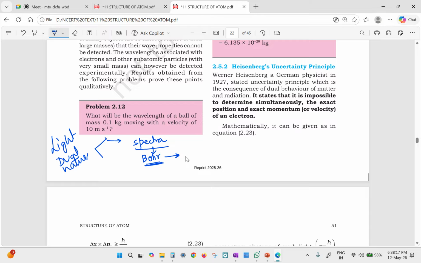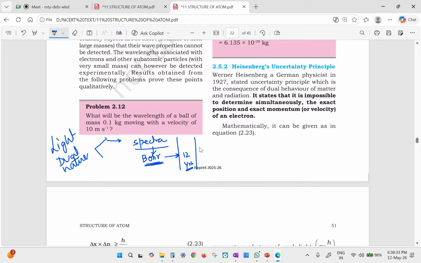It could explain the hydrogen spectrum, but nothing other than hydrogen. So these were some of the limitations. In the meantime, around 10 to 12 years, some more developments took place.